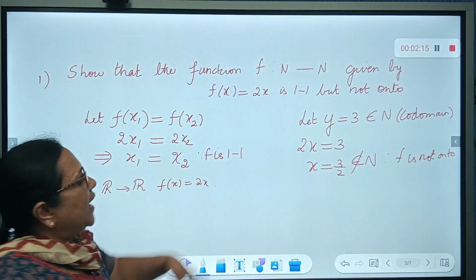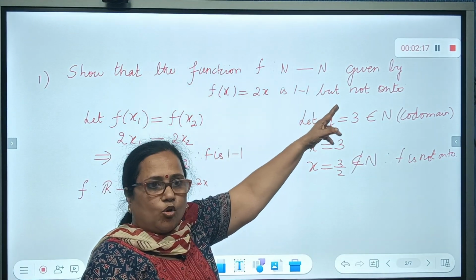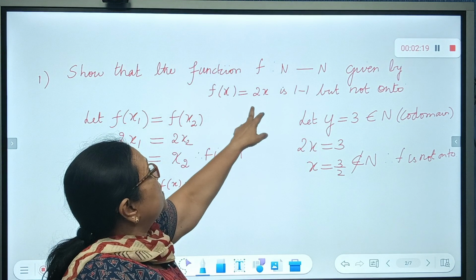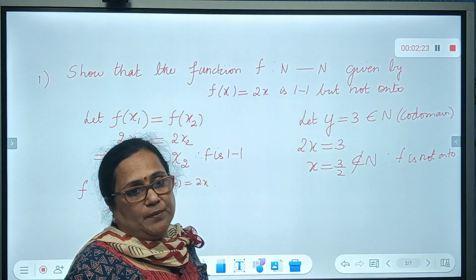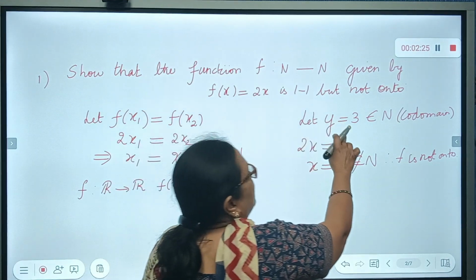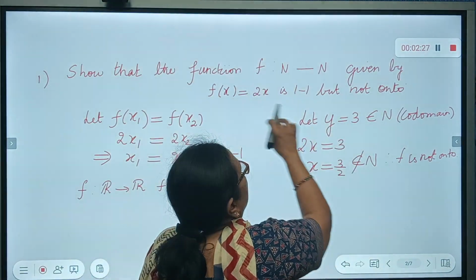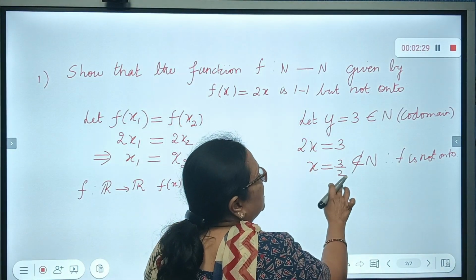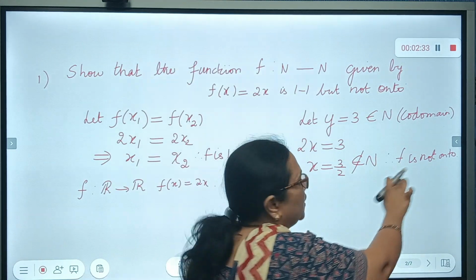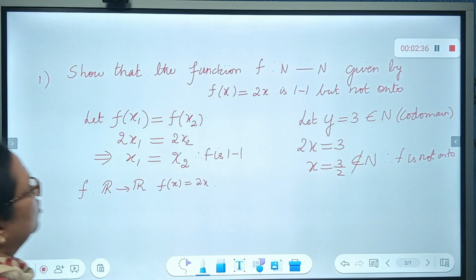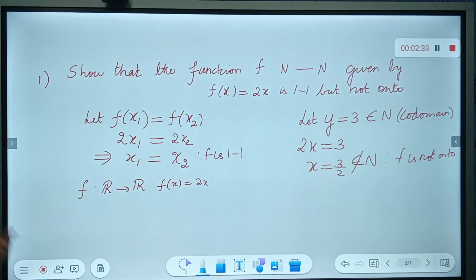Do you understand? I have taken y in capital N, the codomain. The output is always an even number. So, if I take an odd number, it's not going to have a pre-image. So, I have taken y to be 3. If y is 3, then 2x is 3, which means x is 3 by 2, which does not belong to N, which is not a natural number. Therefore, f is not onto. I hope you understood this example.